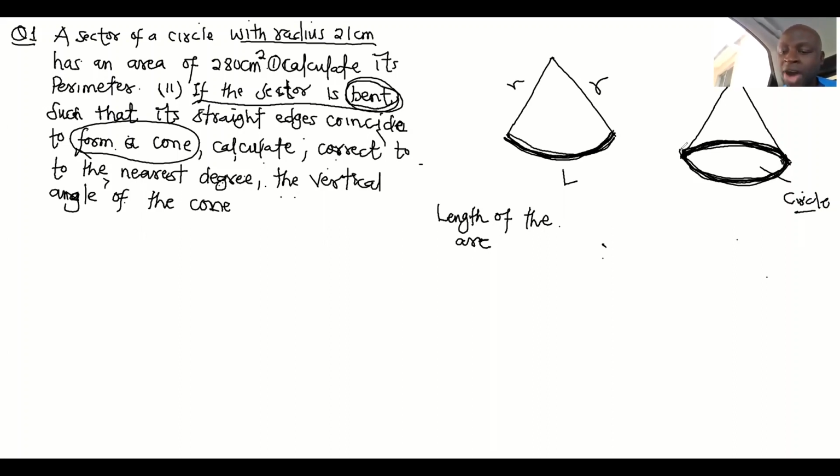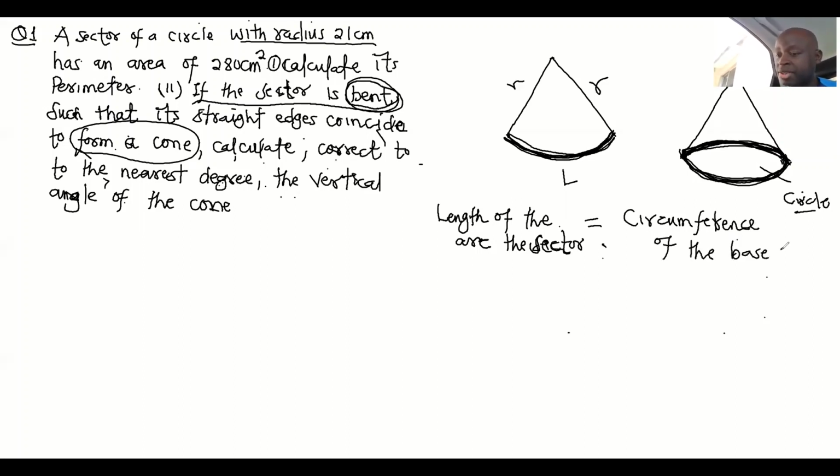So you say, length of arc of the sector is equal to the circumference or perimeter of the base of the cone. This is what you need to know. Just take note of that statement. The circumference of a circle is 2 pi r. That is for the circle.